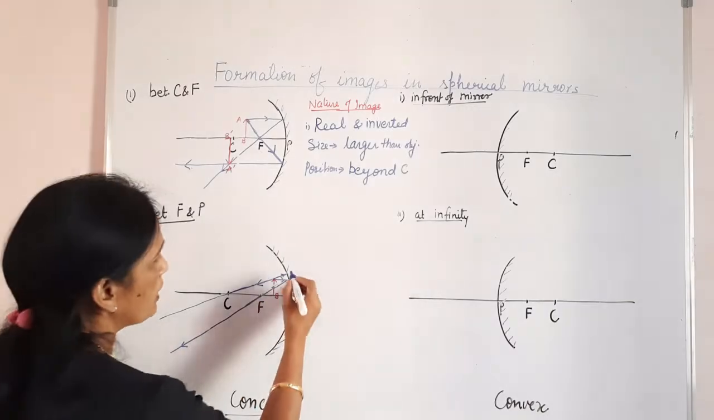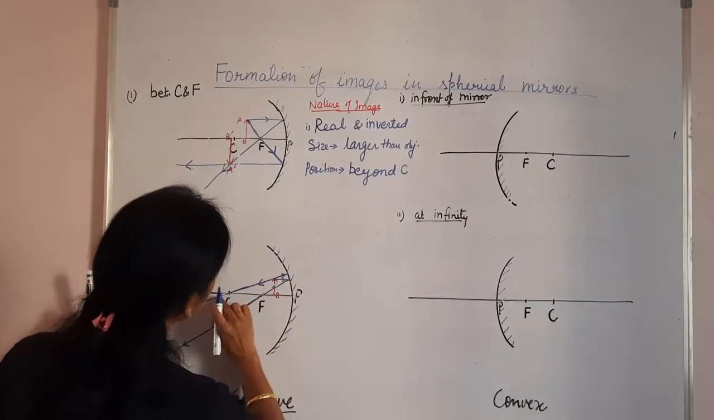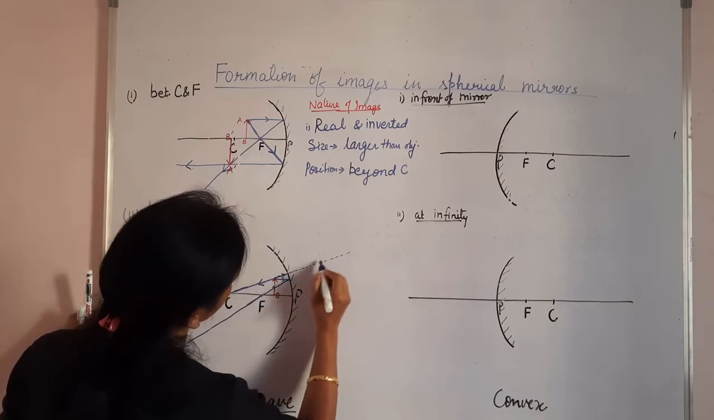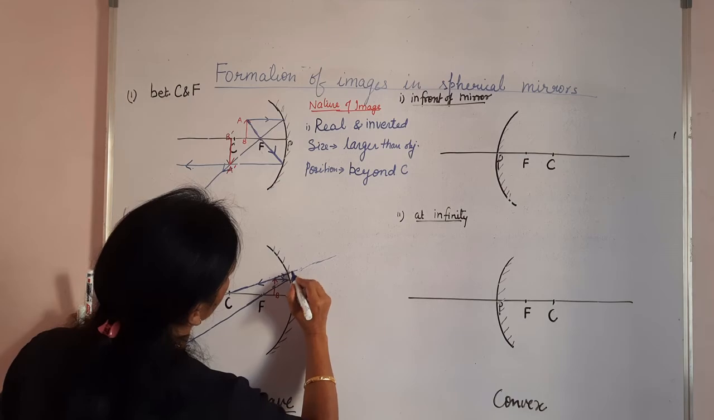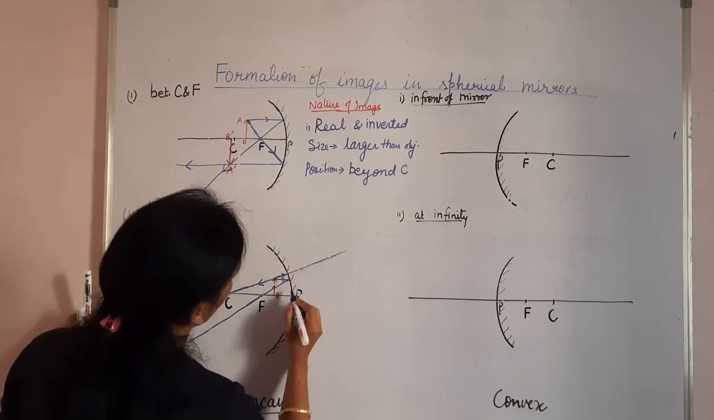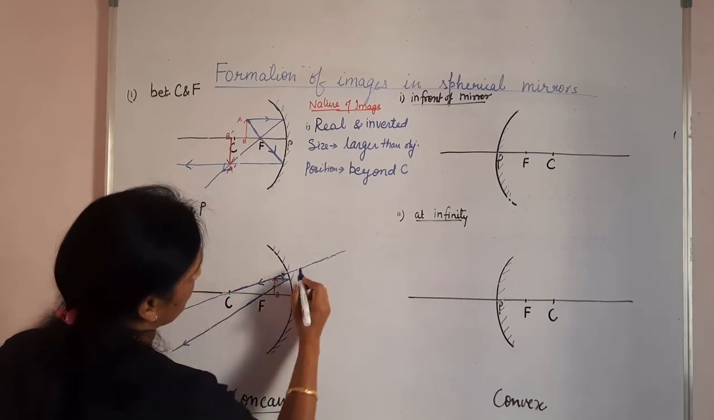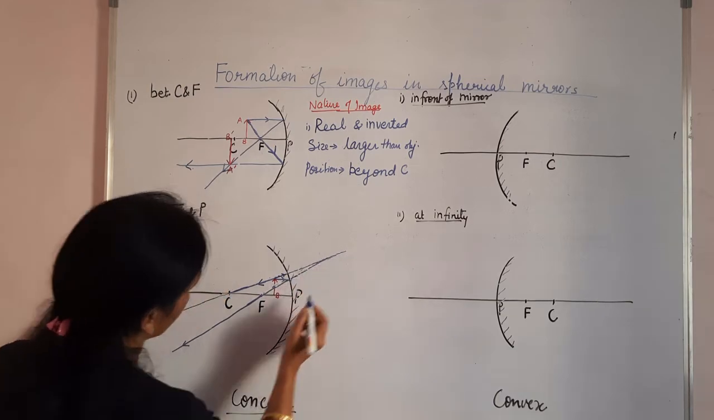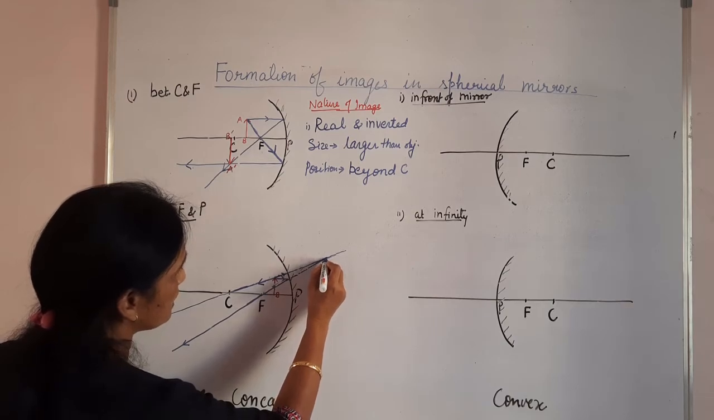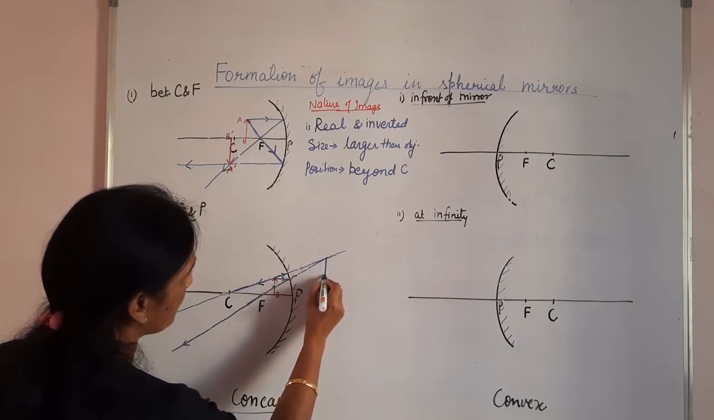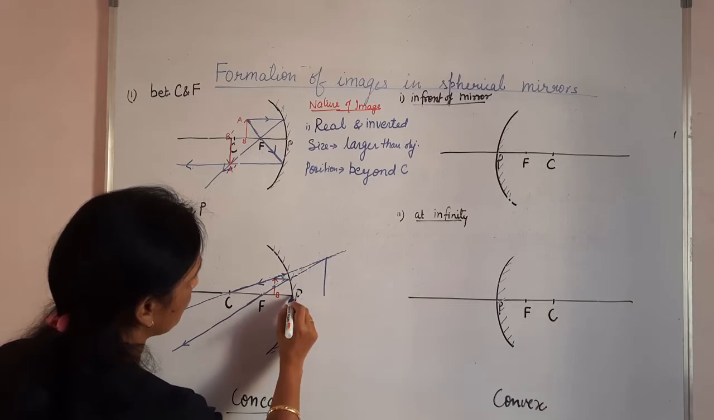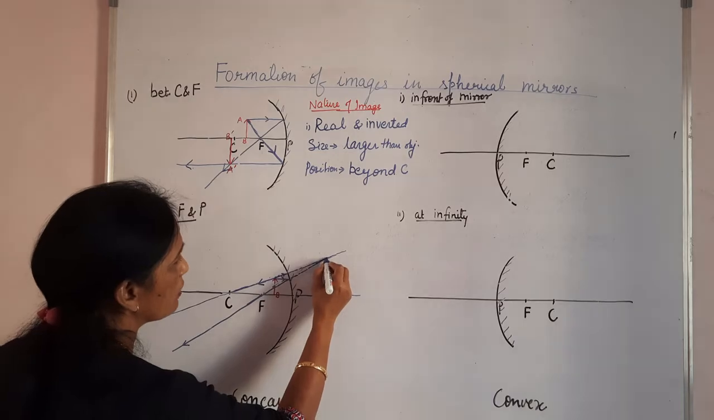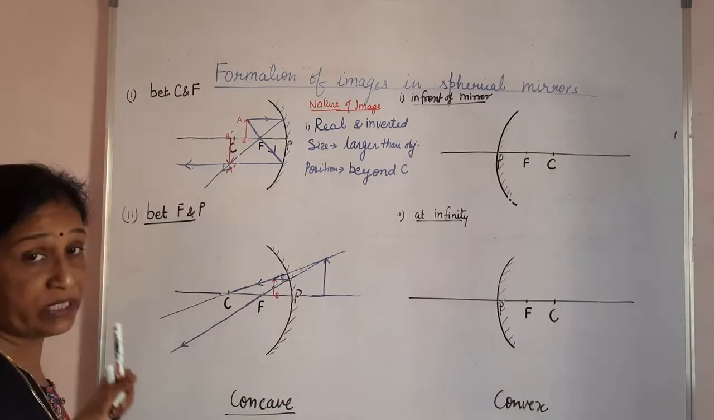So where will they meet? ये कहाँ मीट करेगी? If I extend this line on this side, I'm extending this at the back. And another reflected ray, I'll extend again at the back. Where are they meeting? It's meeting here. So I'll make a perpendicular line on this principal axis. Okay, इसको हम extend कर लेते हैं. So here I got the image of the object.